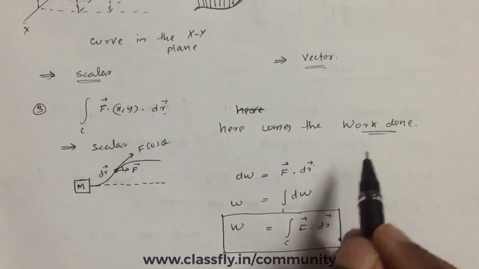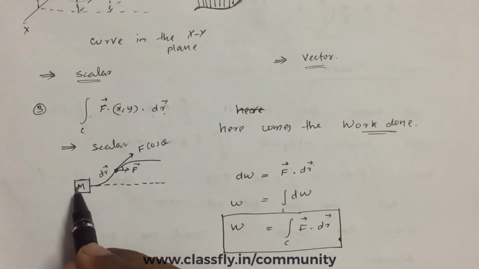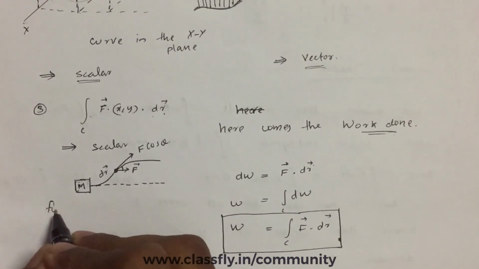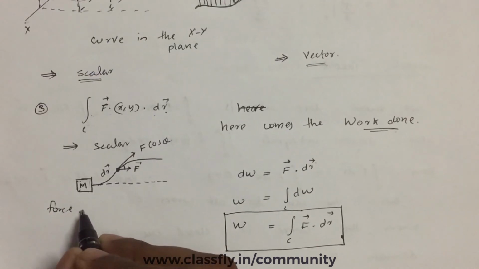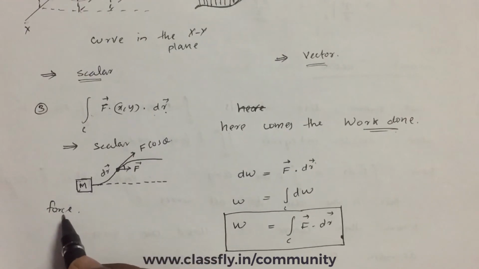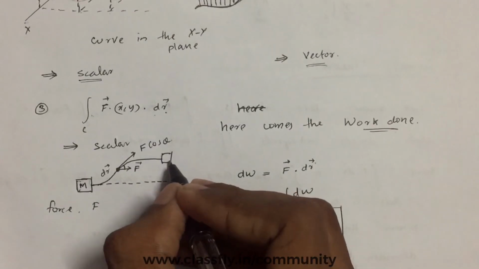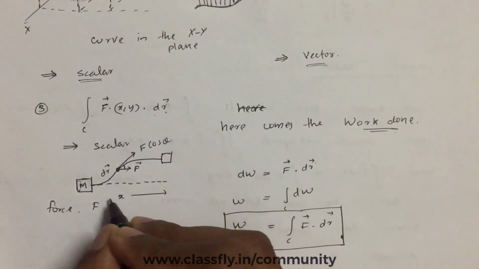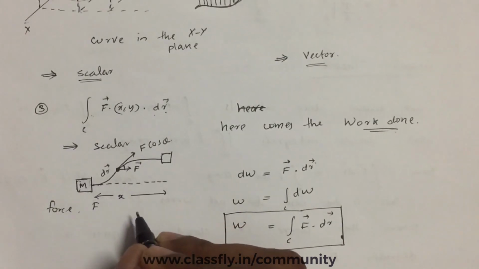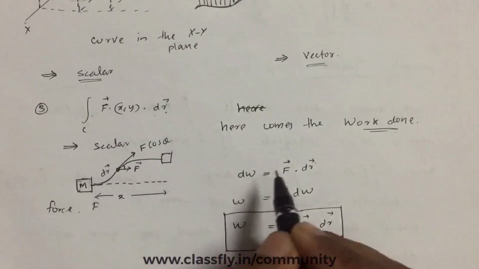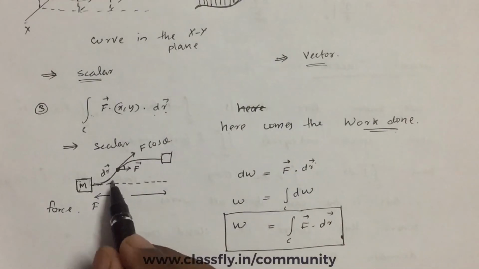Here comes the work done. Consider a mass of m. We are pushing with a force F. We push this mass m with a force F to somewhere over here. This is the x, this is the distance we have to push. So here this is the curve, then the area under this gives the work done.